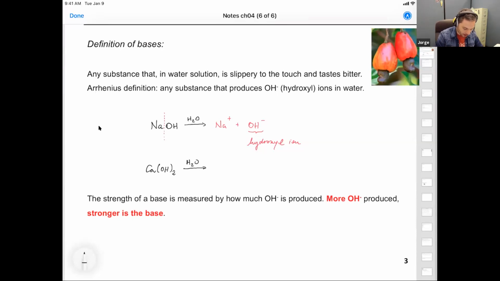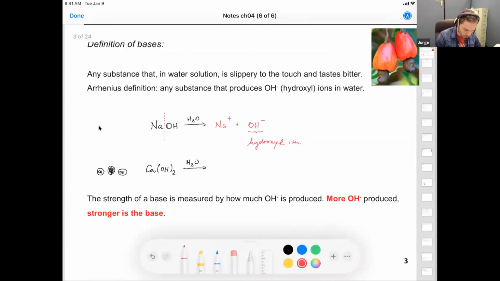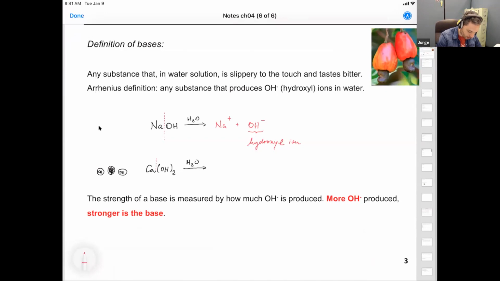Try to imagine that we have a calcium cation, and for each calcium cation, we have two hydroxyl anions. When we dissolve this compound in water, we are going to break the compound. So what we are actually doing is breaking the interaction between the cation and the anion. So that will produce first the cation.